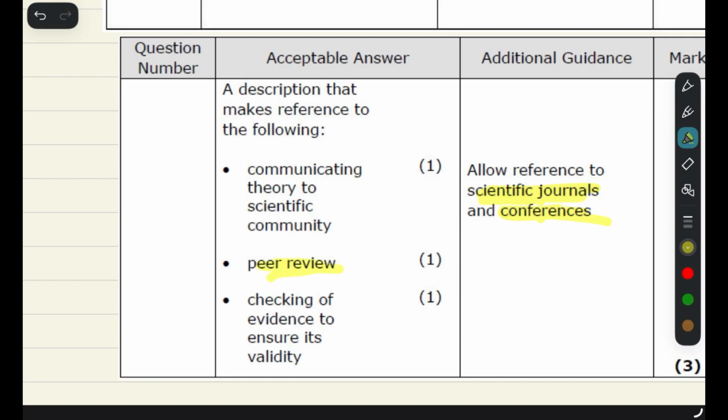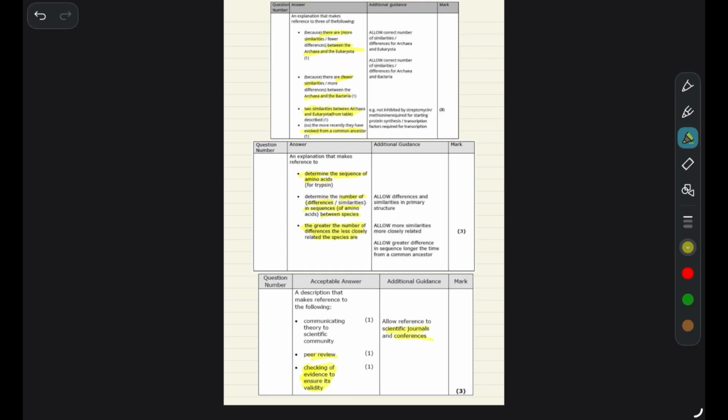Then we need to do a process of peer review. And then we need to make sure, okay, were these results actually valid? So are they true? Are they close to true values? Have they gone through the right processes in terms of control variables, etc.? Making sure that's all in place will mean that we can start to think about that theory as true. So that's how you answer those questions.